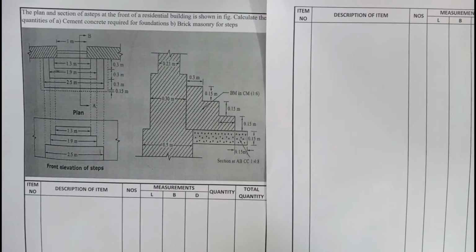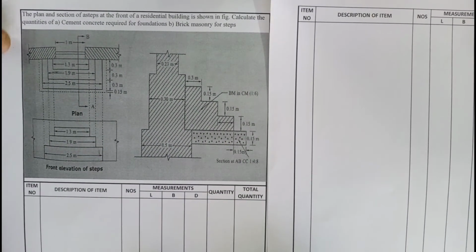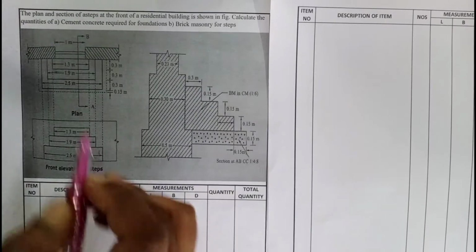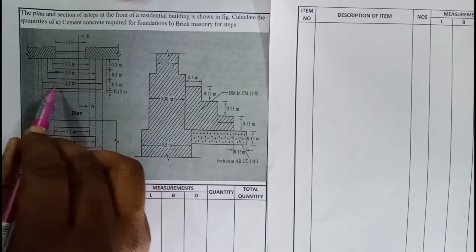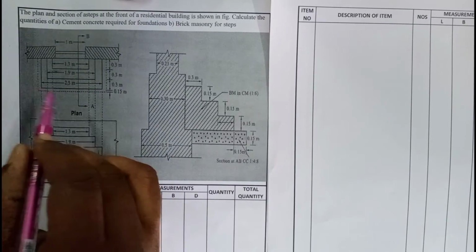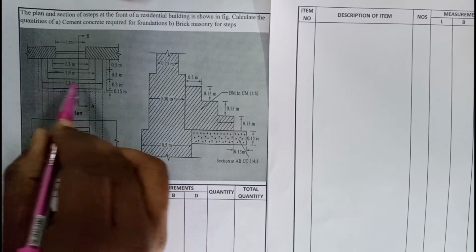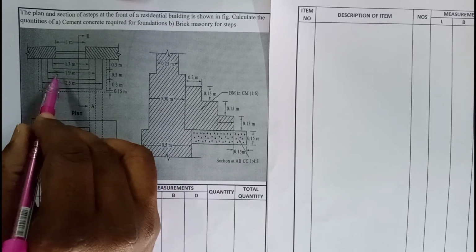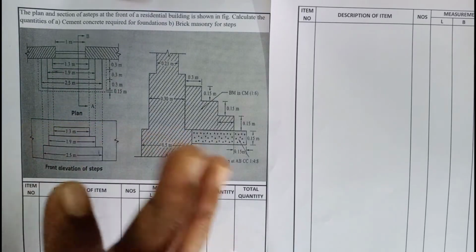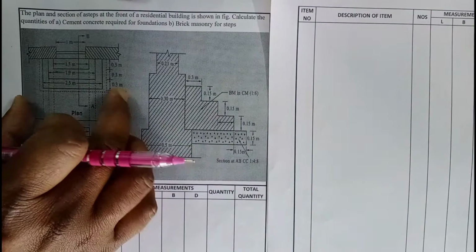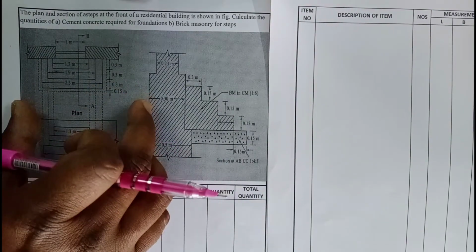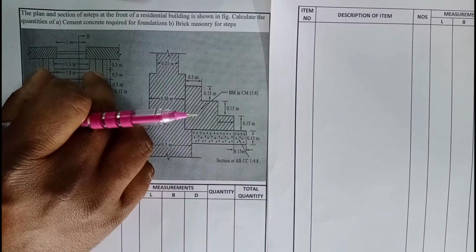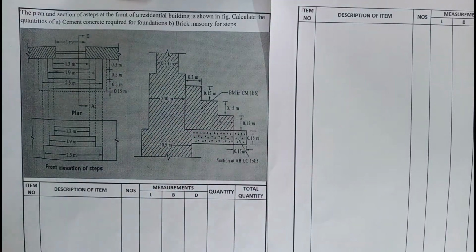Next we'll see one more problem based upon these steps. The only difference is that here the length of each step is going to vary. In the previous problem the steps had the same length, first step, second step or third step, every step of the same length, but here the length varies. The first one is 2.5 meters, second 1.9, third 1.3.